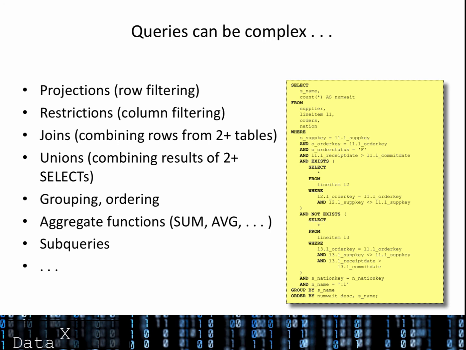You might also find grouping and order by clauses, aggregate functions, subqueries, and a variety of other types of operations in any given query. To give you a little example of the complexity that you might see in a query, take a quick glance at the example I've shown here on the right-hand side. You'll notice that I have join, projection, restriction, group by, order by, and subqueries all in this one example.